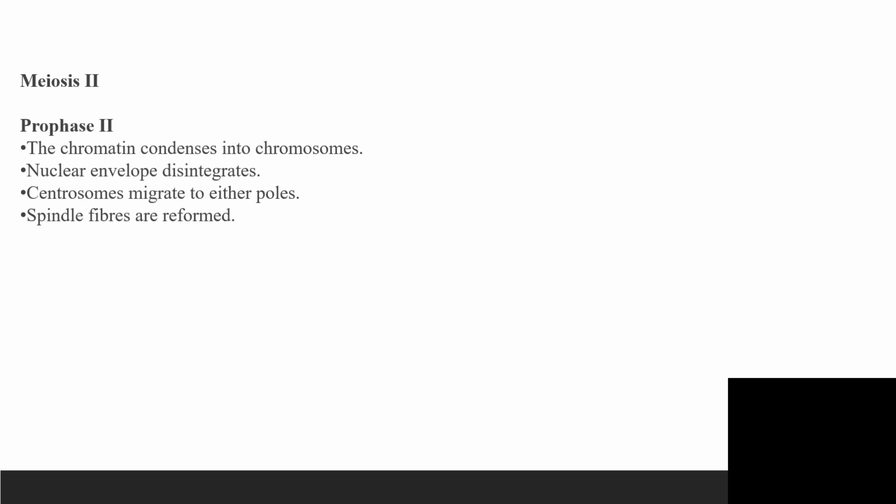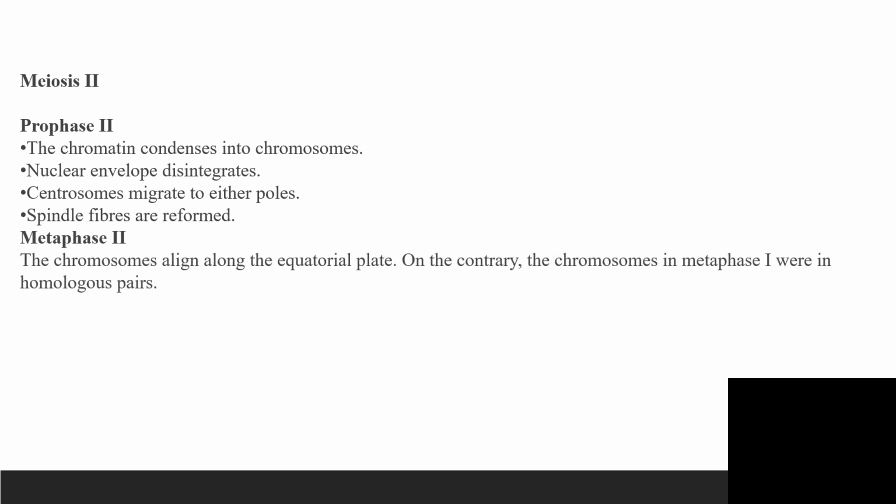Meiosis 2. That is, the first phase will be prophase 2, in which the chromatin condenses into chromosomes, the nuclear envelope disintegrates, centrosomes migrate to either pole, and spindle fibers are reformed. Metaphase 2, in which the chromosomes align along the equatorial plate. On the contrary, the chromosomes in metaphase 1 were in homologous pairs.